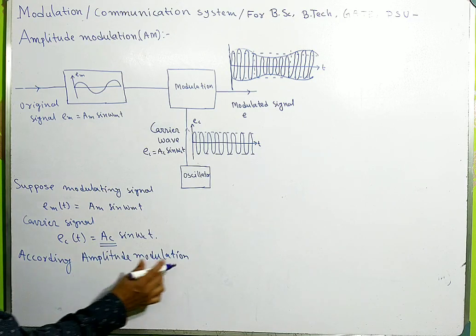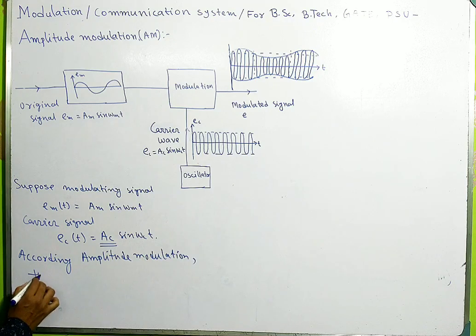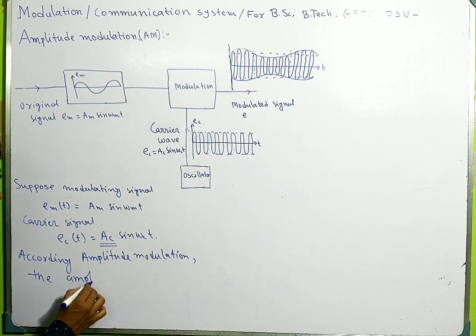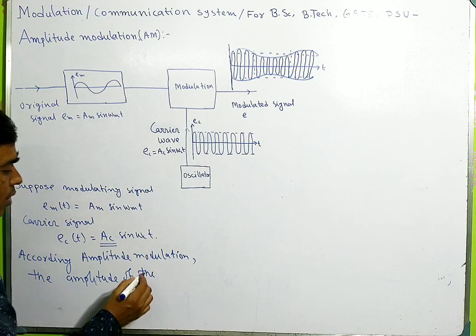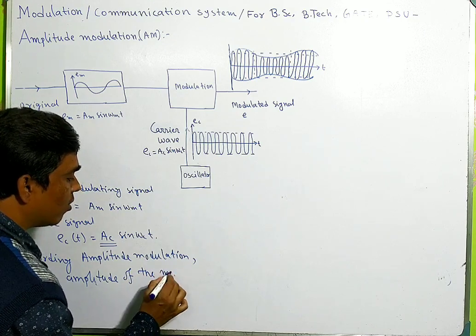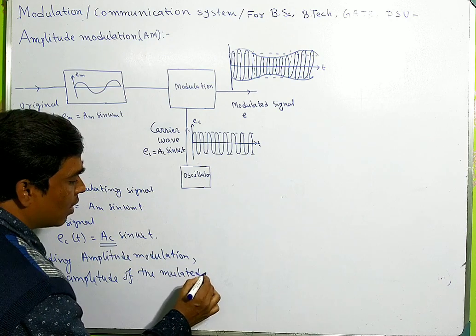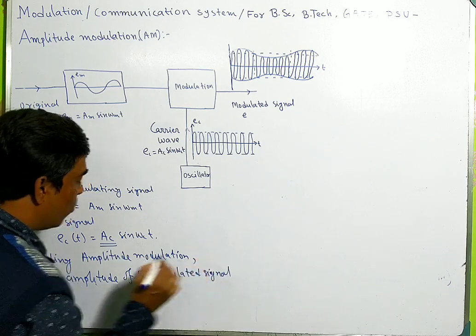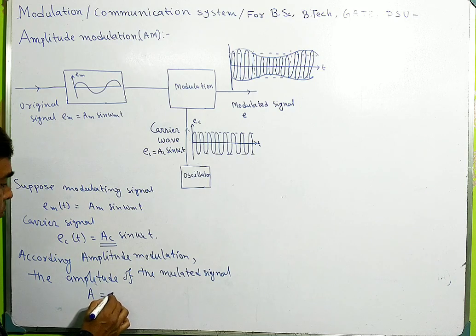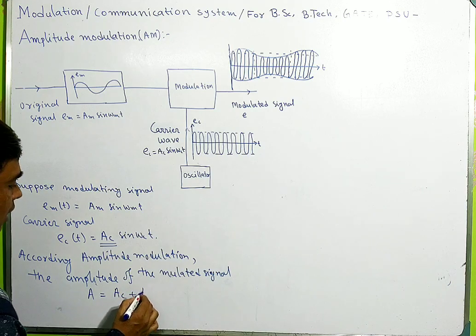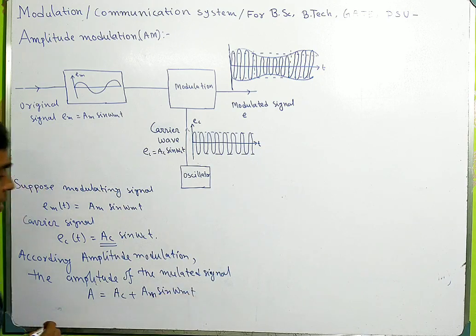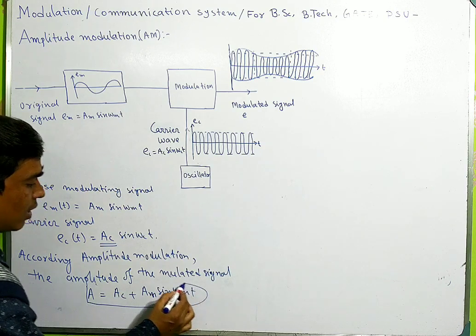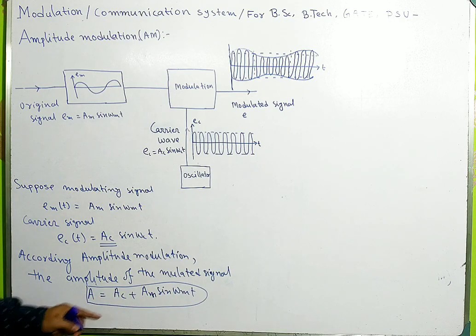So according to amplitude modulation, the amplitude of the modulated signal will be A equals A_c plus A_m sin omega_m t. So this is the amplitude of the modulated signal.